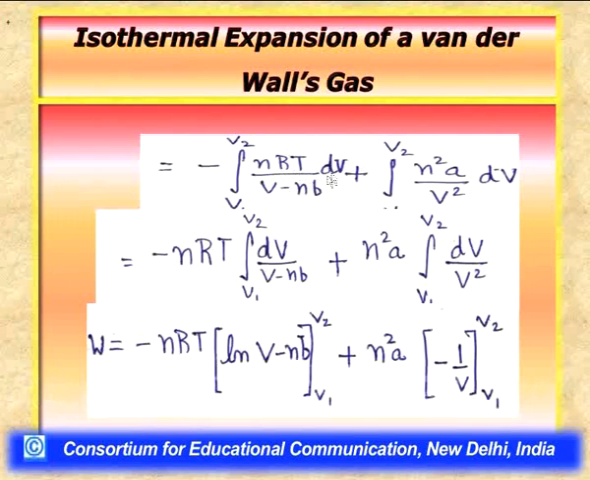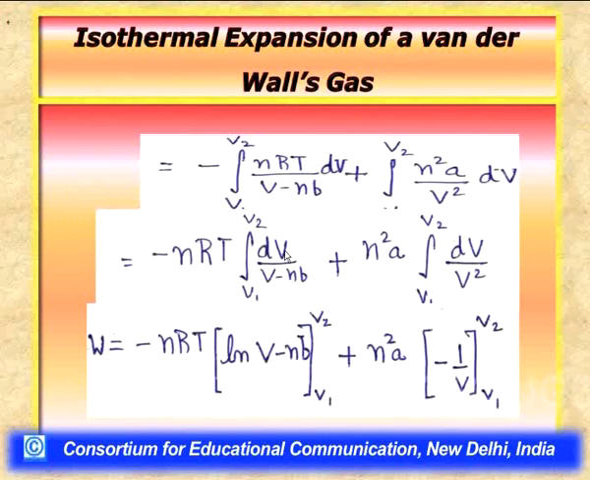Now, therefore, within the integral from V1 to V2, we have dV by (V minus nb). The number of moles n is constant, and the forces of interaction which operate between the constituent chemical species are also constant, so we can take them out. Therefore, n square A we can take outside the integral, and from V1 to V2 we integrate dV by V square. What we get as an integration is minus nRT ln.